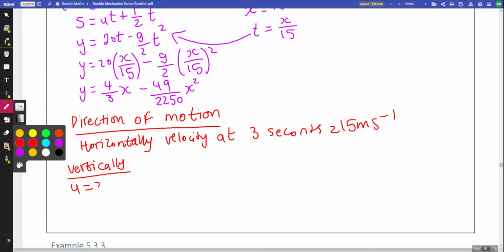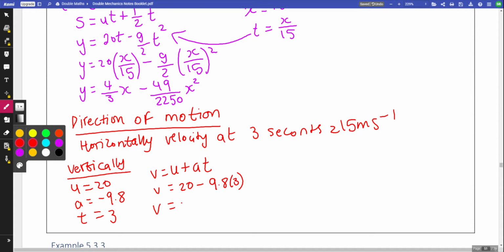So we know u is 20 from an earlier part of the question. We know a is minus 9.8. We know t is 3. We can use all of this to find v. So v equals u plus at. So it equals 20 minus 9.8 lots of 3. So v is minus 9.4 meters per second.